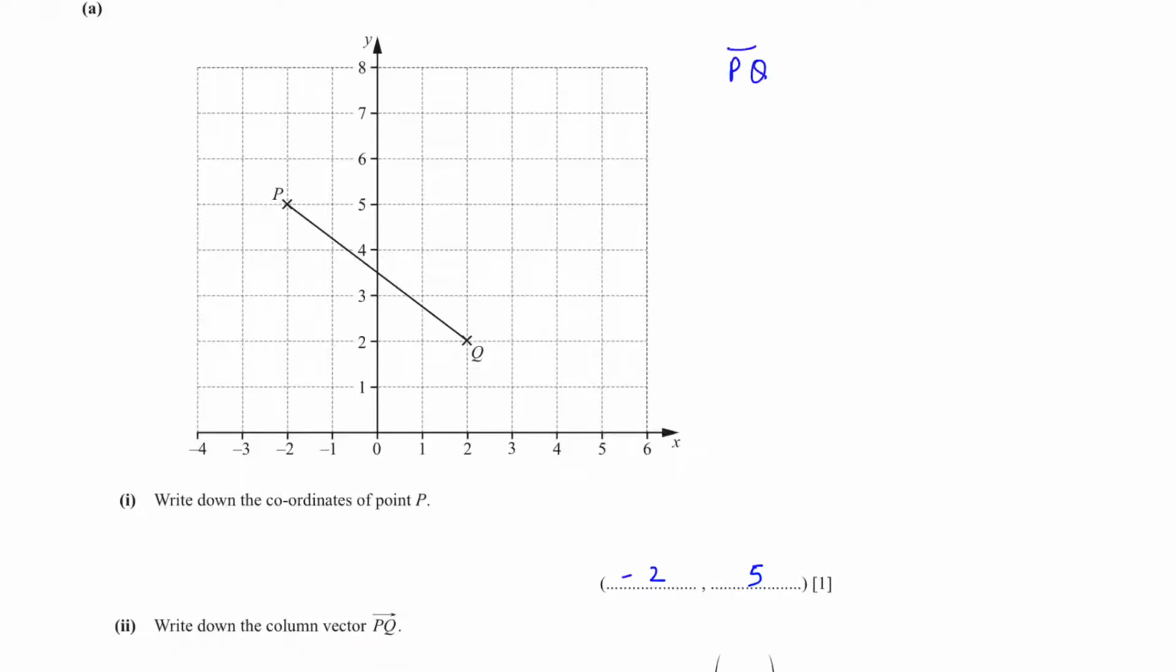For the column vector PQ, we'll need the coordinates of Q and Q minus P. The coordinates of Q are 2, 2, and P is -2, 5. That will give us 4, -3. So remember that whenever you're finding the column vector, whatever point you have here, Q minus P. Okay?